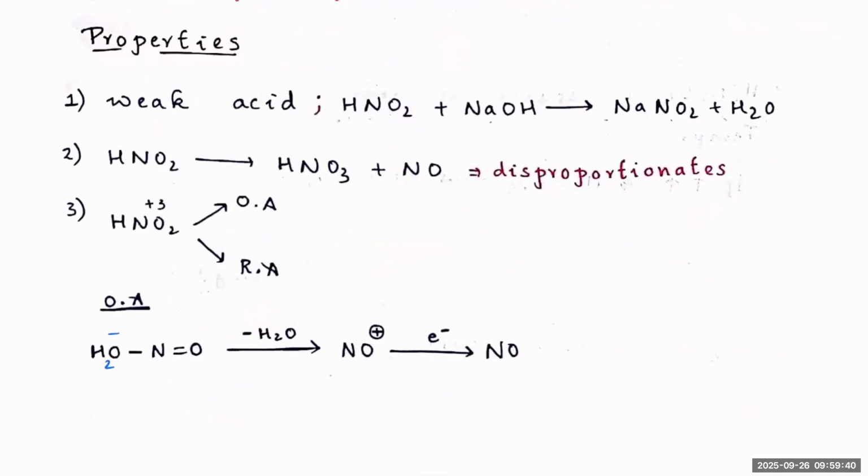Next, HNO2 is a weak acid. When you react with NaOH, it will make an acid-base reaction. But just over room temperature, HNO2 will easily undergo disproportionation. So it will convert into HNO3 plus NO. Just put that. So HNO2 will convert into HNO3 plus NO, and it is a disproportionation reaction. Clear? One second.